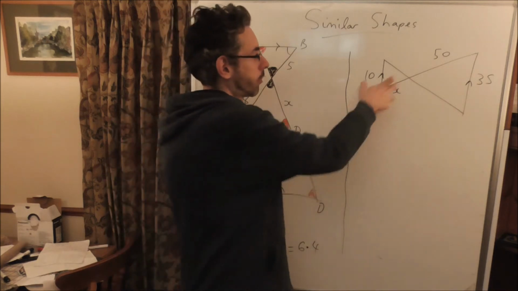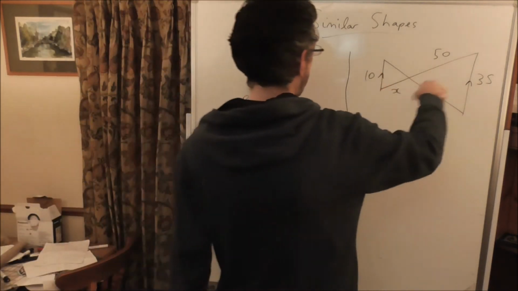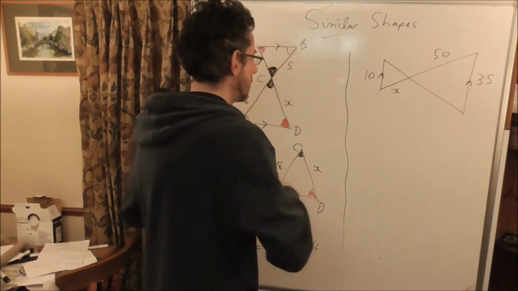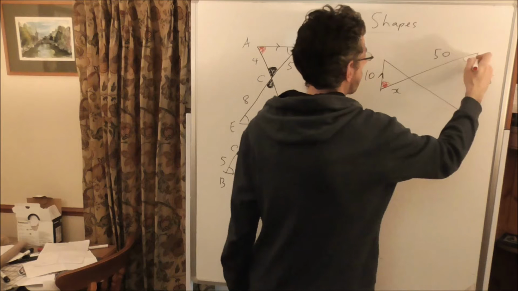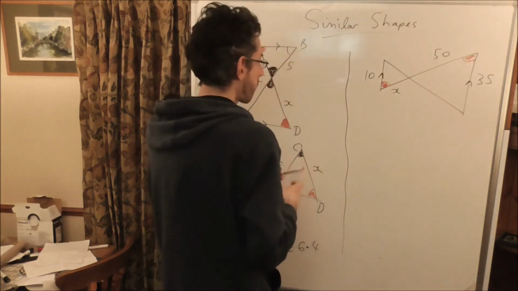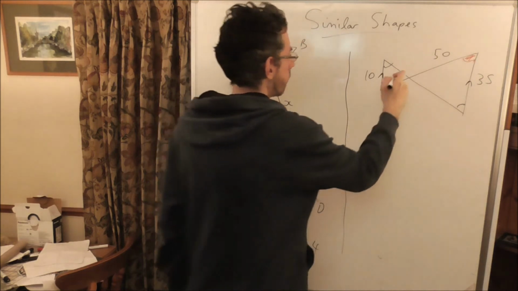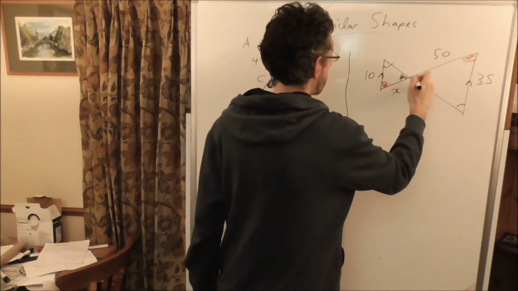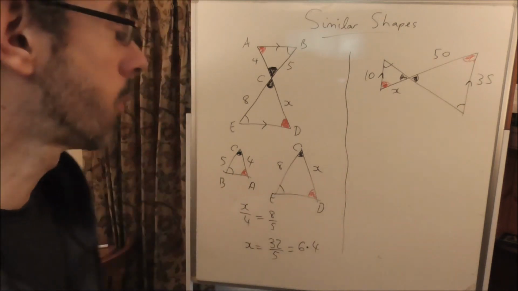Again, we can easily show these two triangles are similar. Because of these two parallel lines, that ensures that the two triangles have the same angles. This angle is the same as this angle. They're alternate angles. This angle is the same as that one. They're alternate angles, and these two angles are vertically opposite angles. So again, just like before, the two triangles are similar because they've got the same angles.